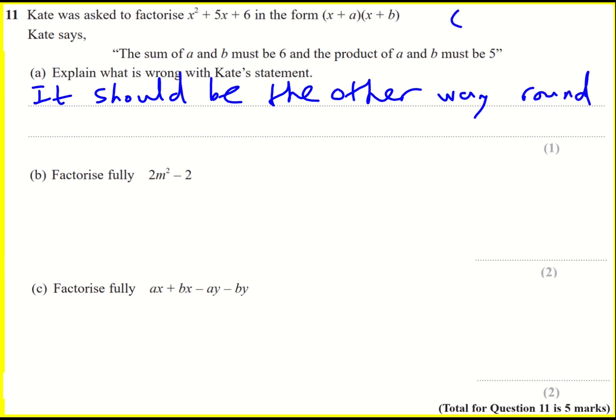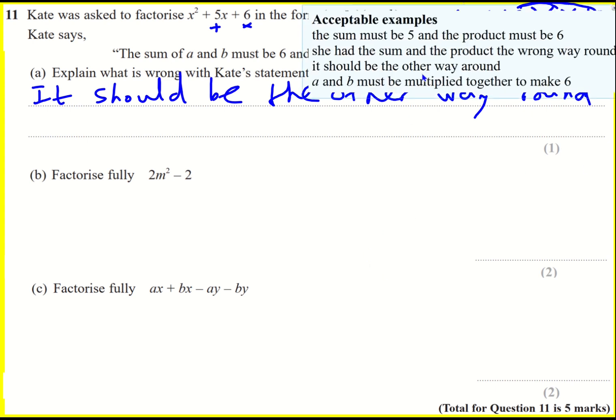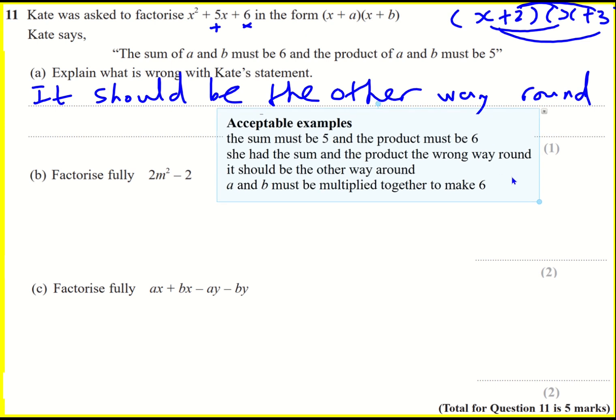So in our case, we don't need to write in the answer, but we're looking for two numbers that multiply to give 6 and add to give 5. And it would actually be x plus 2 times x plus 3, because you can see when you expand it, you get your x squared, you'd get 3x, you'd get 2x. Right, the 3x and the 2x add to give 5x. That's why we need the 3 and the 2 to add to give 5. And then 2 times 3 gives us 6. That's why we need the product to be 6. Other accepted answers are here.